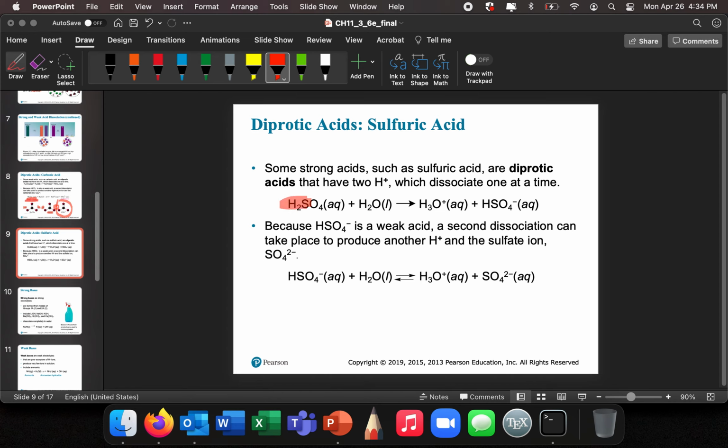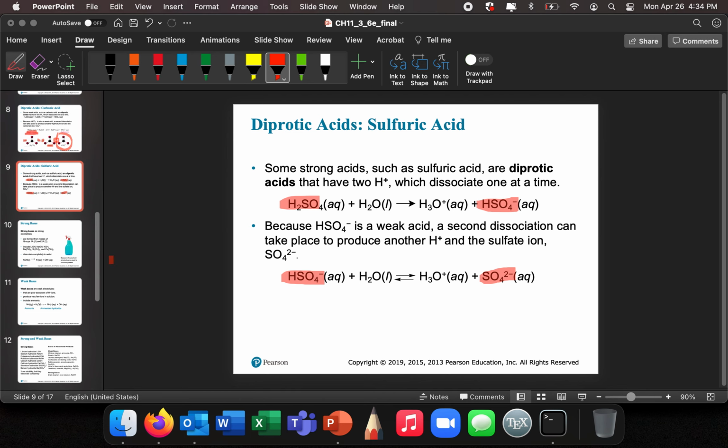After it donates the first one, it goes to HSO4-, right? And HSO4- can also donate one, and that becomes SO4 2-, right? Can you see that?